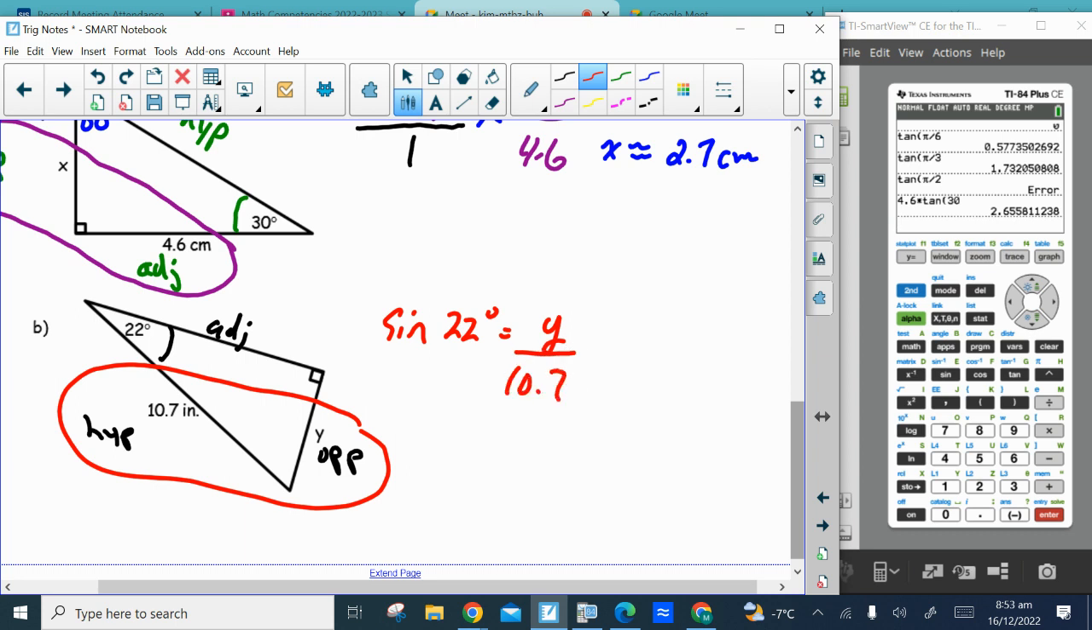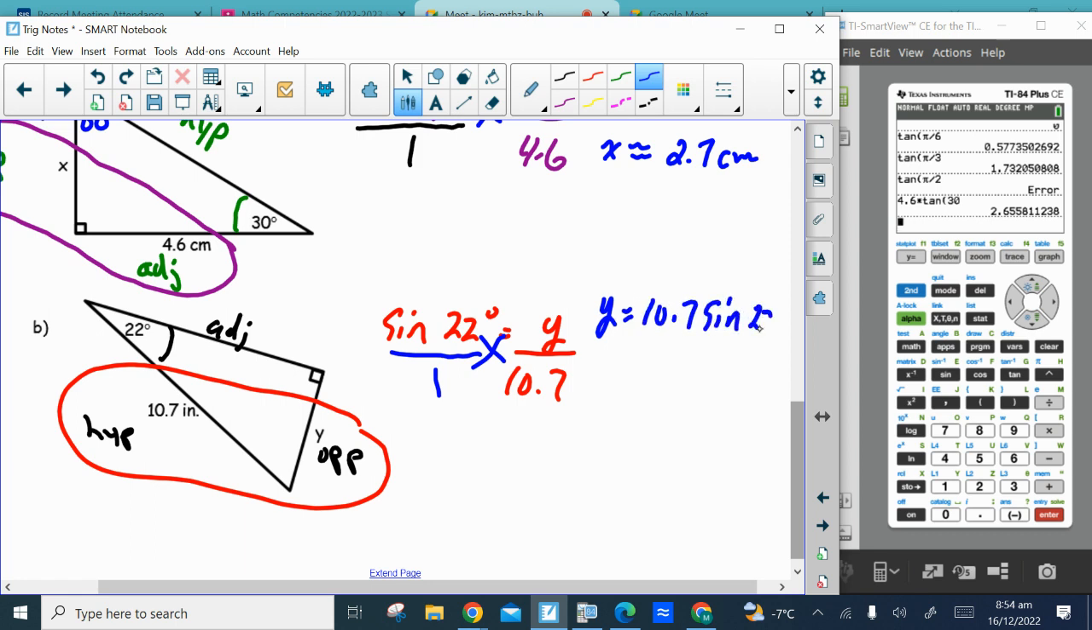Must be in that order. So the SO part tells us that O is before H. Opposite on top, hypotenuse on the bottom. So like I did in the last one, I'll make the left side a fraction as well, and then I'll cross multiply. When two ratios are equal, their cross products are equal as well. So 1 times y is y, and that will equal 10.7 times the sine of 22 degrees. So I always write it in that order. The sine or cosine or tangent of whatever angle, I always leave it last, and I'll show you why in a second.